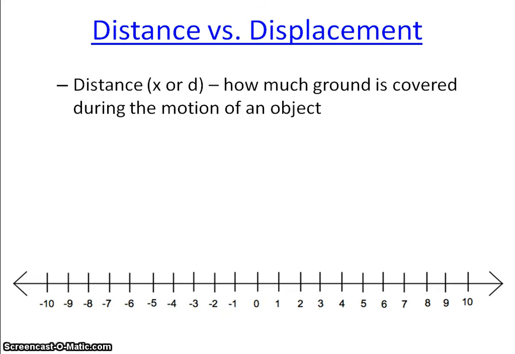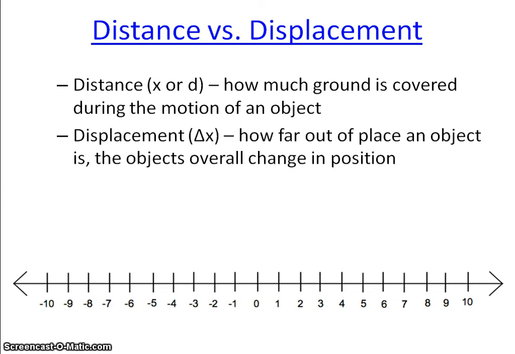Distance versus displacement. Okay, distance is how much ground is covered during the motion of the object. So we're talking about, in your car, you have an odometer. The odometer does not have any idea what direction you're driving. If you're going up, down, left, right, north, south, okay, it doesn't care. All it measures is how many times your wheels turn and how much distance your car covers.